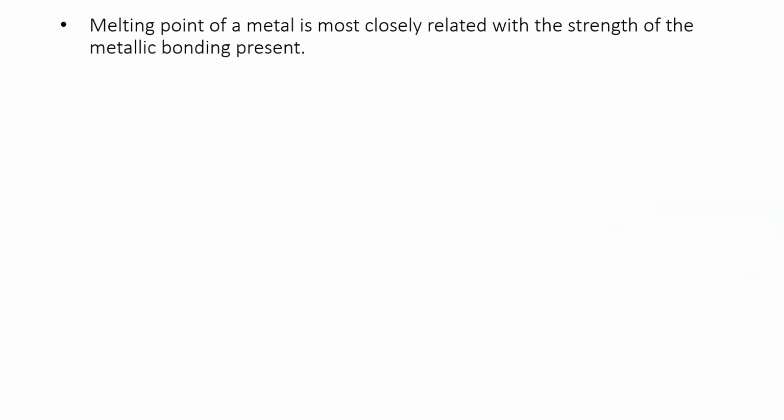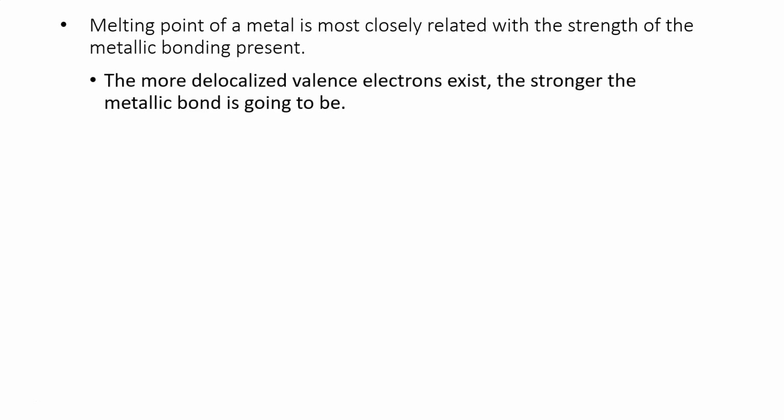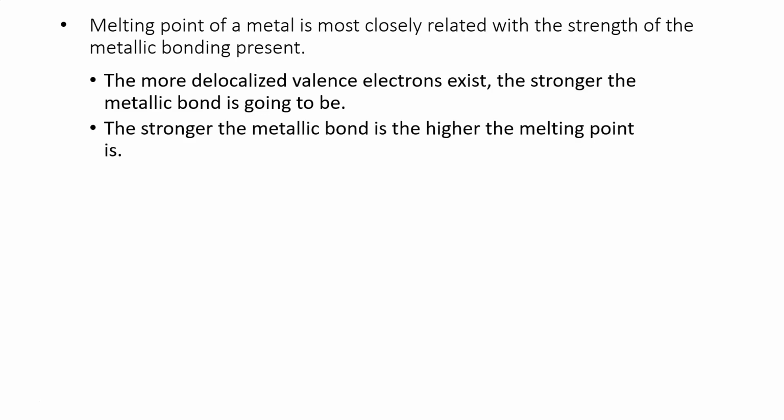The melting point of a metal is most closely related to the strength of the metallic bonding present. So how strong is your metallic bond? That is how we're going to tell whether we're going to have a higher or a lower melting point. The more delocalized valence electrons exist, the stronger the metallic bond is going to be. So if we have more delocalized valence electrons, we'll have a stronger metallic bond. And the stronger the metallic bond is, the higher the melting point is.